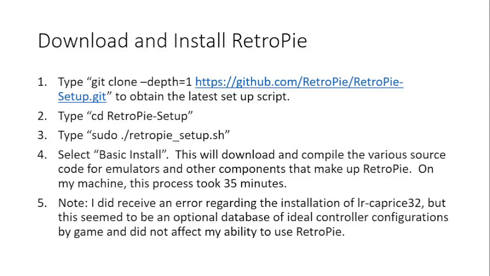On my machine, I believe this took about 35 minutes. At the end of the process, the first time, I think I did receive an error involving lr-caprice32, which I believe was just a pre-configured controller configuration, but I can't remember now what that was about. But if you don't get the error message, that's fine, because it was probably resolved with the latest version of the RetroPie script. So we're going to move on to the screen recordings here.